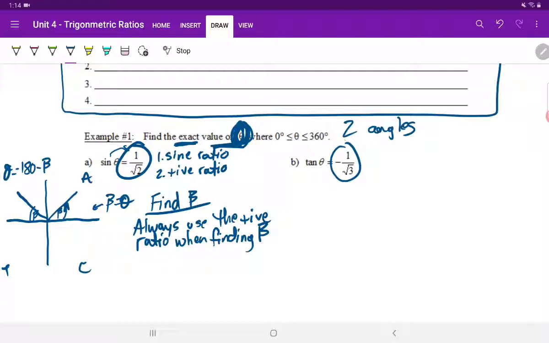But when we get to this question, when we find beta, we must use the positive ratio only. So we're not going to consider that it's negative 1 over square root 3. To find beta, the related acute angle, we're only finding it in this quadrant here. We just need to find what it is as a positive ratio. So we go sine beta equals 1 over square root 2.